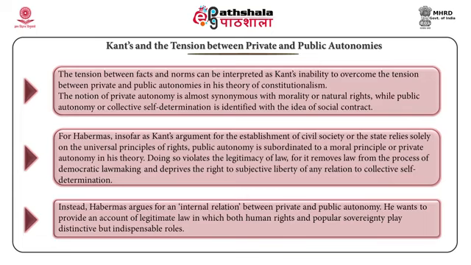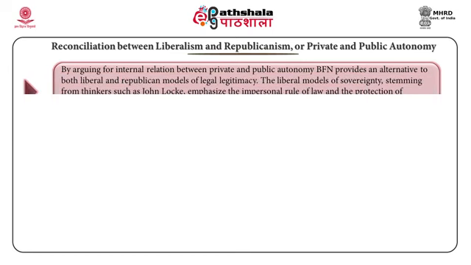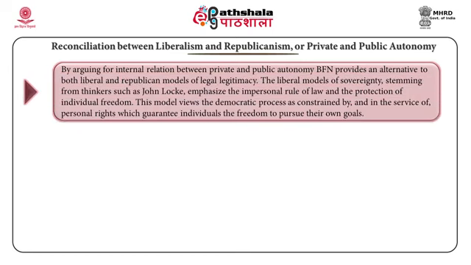As we're going to see in the next section, Kant's argument fails to reconcile the private and the public autonomies of citizens. And this is a task that Habermas sets himself in Between Facts and Norms, which is reconciling the private and the public autonomies of citizens under one comprehensive and legitimate legal regime. So let's move on now to this reconciliation between liberalism and republicanism, in other words, reconciliation between private and public autonomy. By arguing for internal relations between private and public autonomy, Habermas's book, Between Facts and Norms, provides an alternative to both the liberal and the republican models of legal legitimacy.